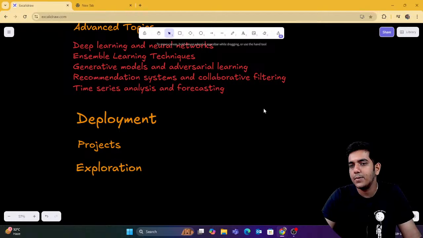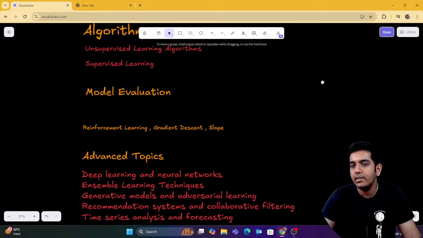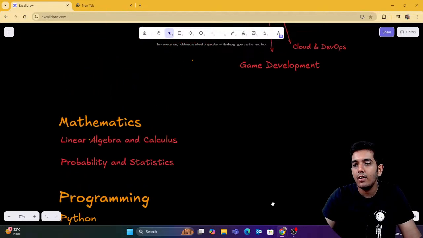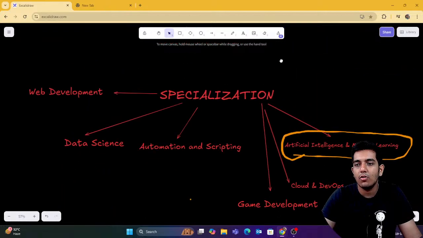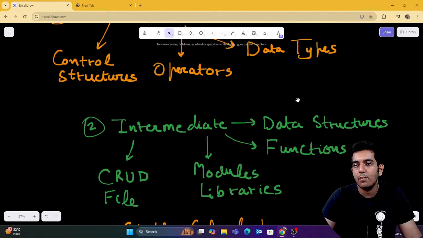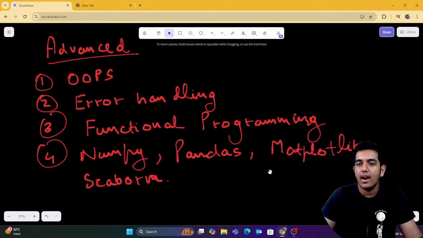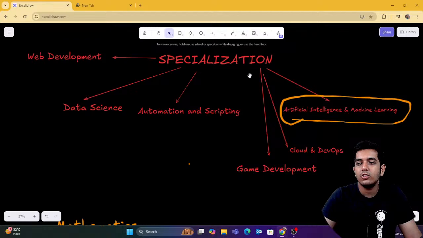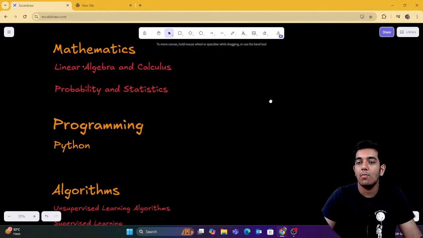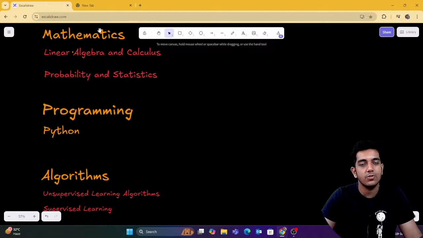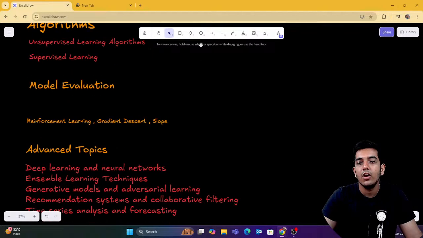Now guys, I hope you understood the basic roadmap of machine learning. Pretty simple roadmap, right? First, you learn Python: basics, intermediate, and then advanced. Then we talked about specializations, what you can do with Python. Then specifically for AI and machine learning, first of all you need to know some mathematics, then a programming language.